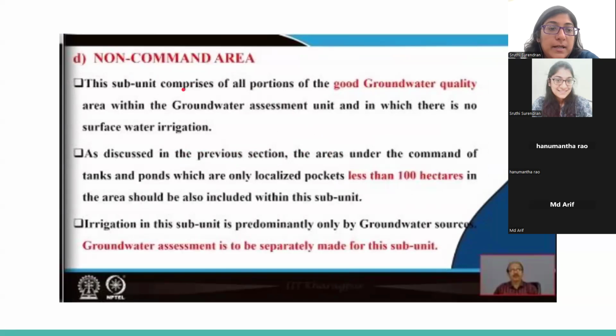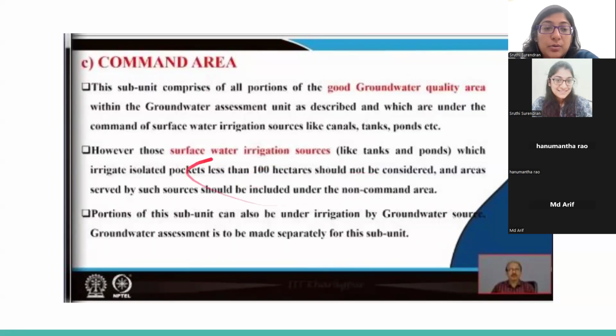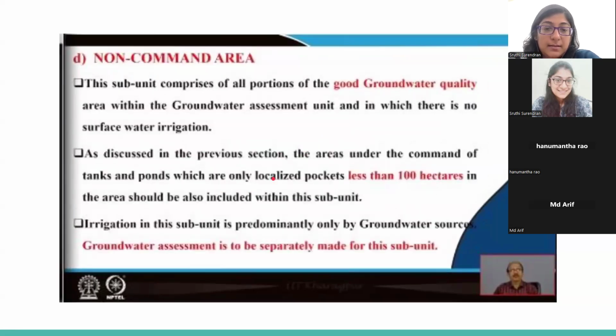Then there is again non-command area. Again, there is good water quality, but areas under the command of tanks and ponds, which are only localized pockets less than 100 hectares, should also be included. So here they are not including pockets that are less than 100 hectares in the command area, but under this area they are including this portion which is neglected in the command area. So non-command area is a portion where irrigation for regions less than 100 hectares is also included.